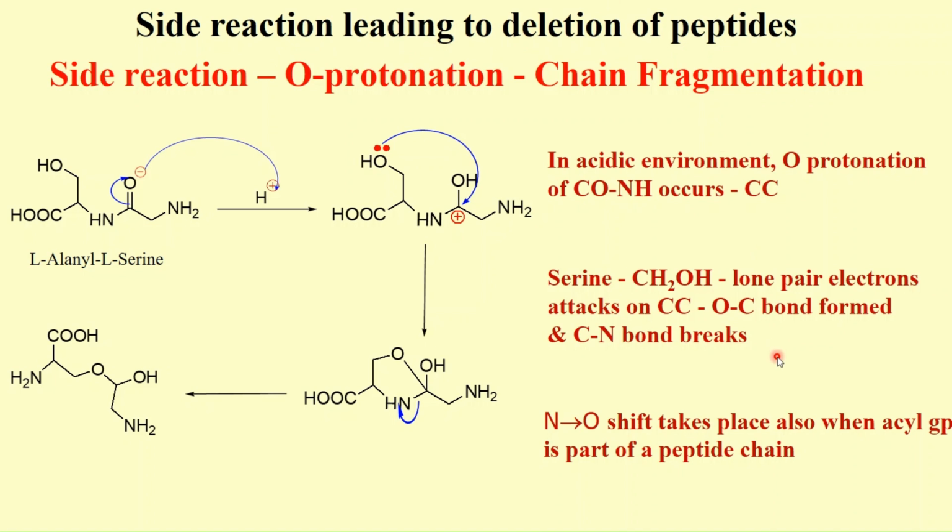That's why while using the acidic environment for deprotection, we should optimize the conditions, or we should protect the functional groups present in the side chain. Here the serine has an OH group. If we protect this OH, it does not react with this positive center, and thus we can stop the fragmentation. This is how we can overcome it.